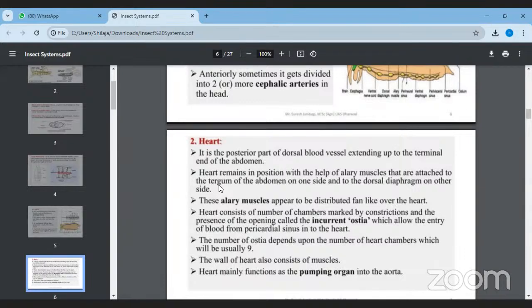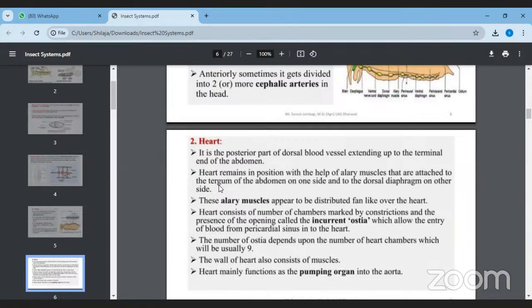aorta. So often restricted to the abdomen, but in cockroach, we say that it is extended up to the prothorax region, and that is opened with the lateral openings or the ostia. And this ostia, which is also helpful in carrying the circulation, we see 9 pairs in the abdomen and 3 pairs in the thorax region.